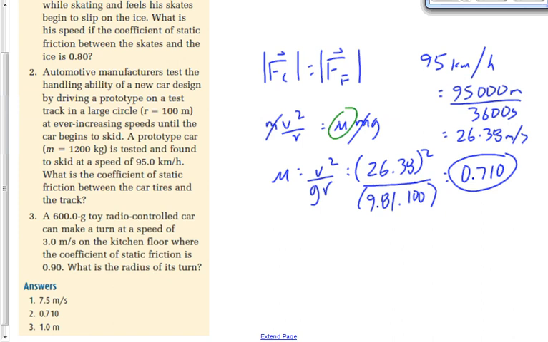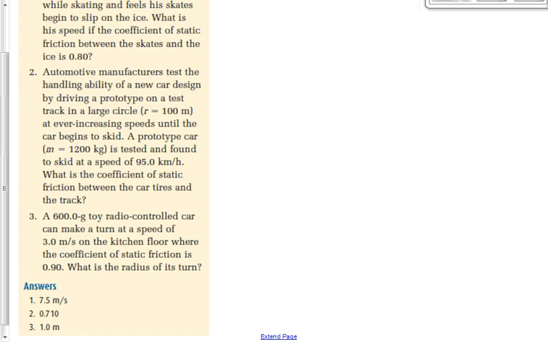Taking a look at question number 3 now. It says a 600-gram toy radio-controlled car can make a turn at a speed of 3 meters per second on the kitchen floor with a coefficient of friction of 0.90. What's the radius of the turn? Same question as we've had in question 1 and 2, except that this time we're finding r instead of v or mu. It doesn't matter. It's just a matter of rearranging.